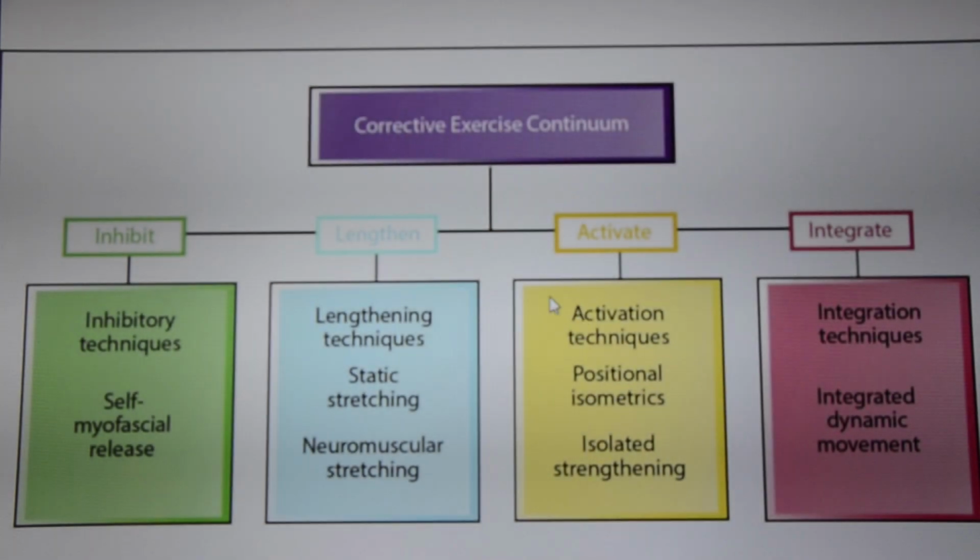In phase 3, the focus is on activation techniques, and we will be working on the muscles which are underactive or weakened. For this step, isolated strengthening or positional isometric exercises are recommended in order to improve intramuscular coordination. So the progression to the next step is once you feel comfortable with new optimal movement patterns.